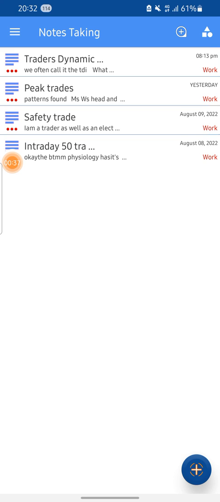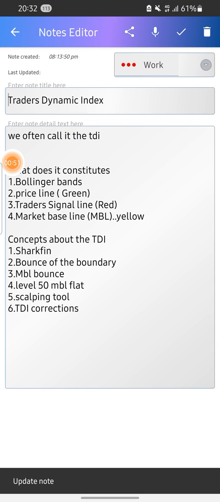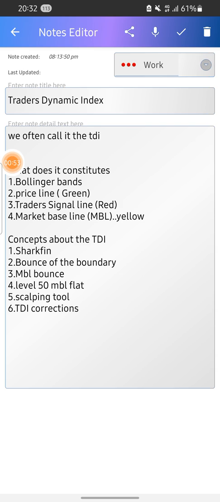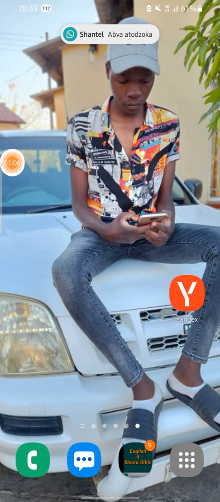So without wasting your time, we want to go on to the traders dynamic index, which is usually called the TDI. So I shall open my notes on it. First we want to know what the traders dynamic index consists of, what it constitutes, right? So let me go to my sketch so that I can show you something.